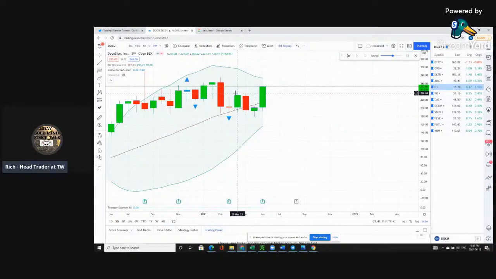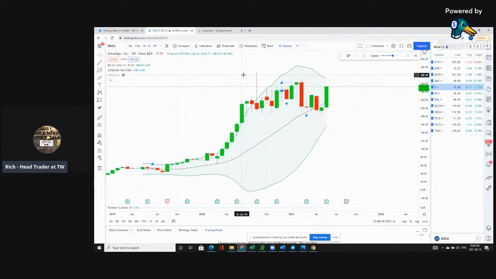Take DOCU, got filled. You see that little push, and then it came back down to stop me out, and then it decides to move. So sometimes that can happen. Just be aware of that. But DOCU definitely looks like it wants to break into new all-time highs. As long as this 196.47 can hold, it can definitely push through.